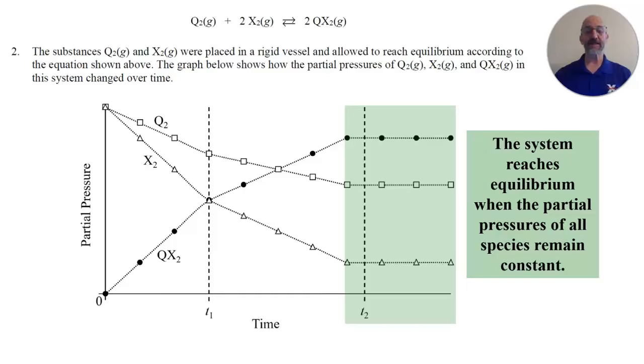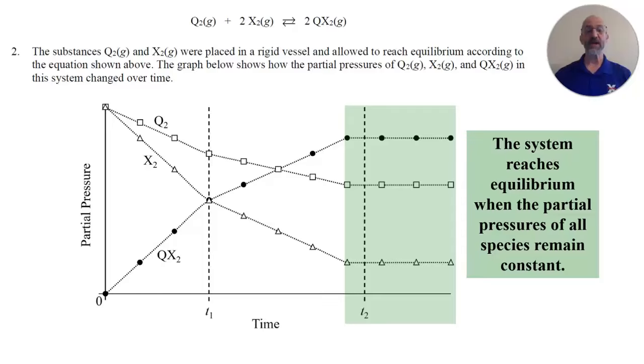Now on the x-axis, we have a time labeled as T1. Equilibrium has not yet been achieved at time T1. But then we have another time labeled as T2, and so in that region, equilibrium has been achieved.